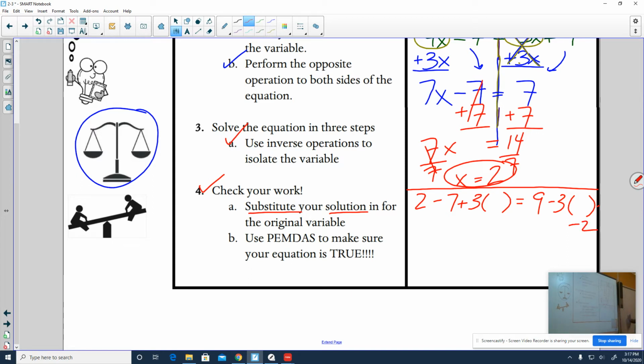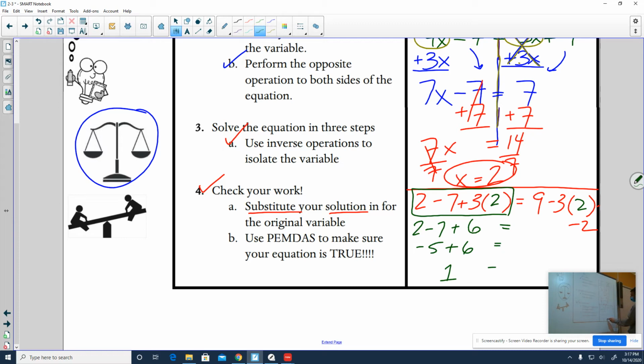What did I run out of room on here on the right? Yes, I did. Okay. So we're going to plug in our variable, x equals 2. Plug in our solution, I should say. And we evaluate using PEMDAS. At this point, guys, if you have your graphing calculator, the calculator will do all this work for you. All right, but I'm going to do PEMDAS by hand, multiplication first. 3 times 2 gets done first. Now we add and subtract from left to right. 2 minus 7 is -5. -5 plus 6 is +1.